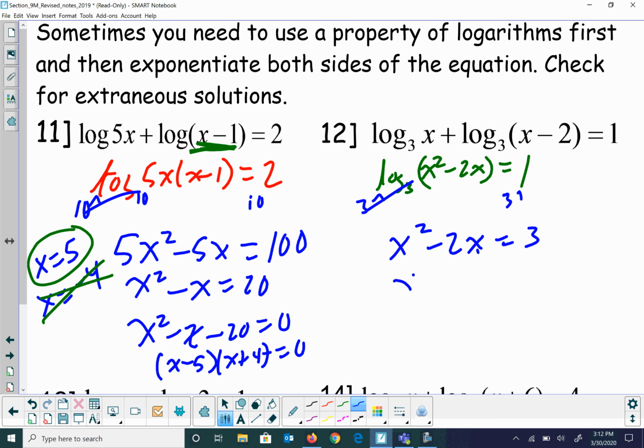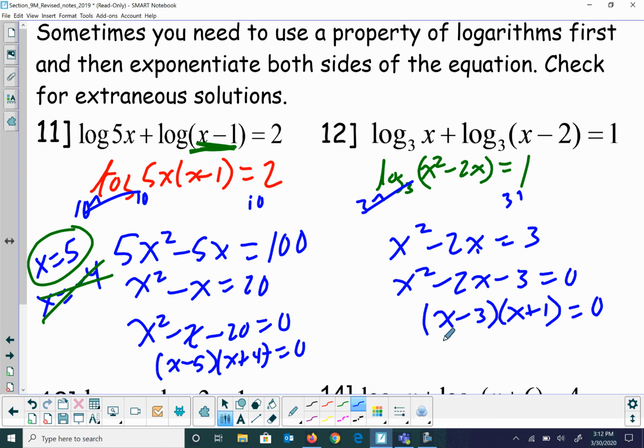Subtract the 3 from both sides. And factor it. So I get x minus 3 and x plus 1. If I solve it, and those are both equal to 0, so if I set those equal to 0, I get positive 3 and I get negative 1. Do either of those give me a log of a negative up top? And this one does, so that's not the solution. This one works.